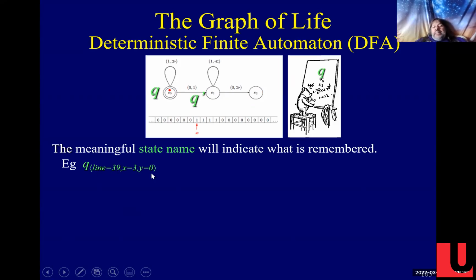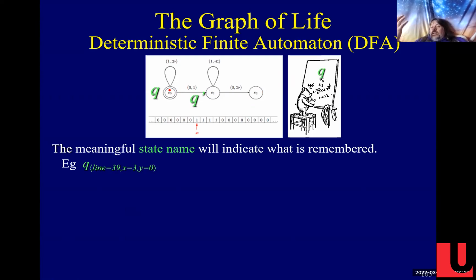So here's an example. I might be in the state with this name, and what does this state tell me? Well, it tells me I'm in line 39 of my code. It tells me that I have some variable x whose value is 3, and I have some variable y whose value is 0.